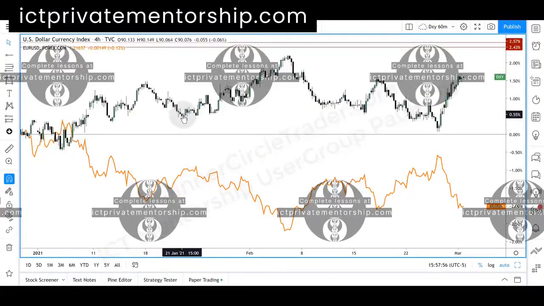Doesn't always form, but when it does, at a time when you're anticipating something, it's really important to pay attention to it. Higher high here, not the lower low that you would expect in euro. And that also signifies potential distribution in dollar and accumulation in euro dollar.